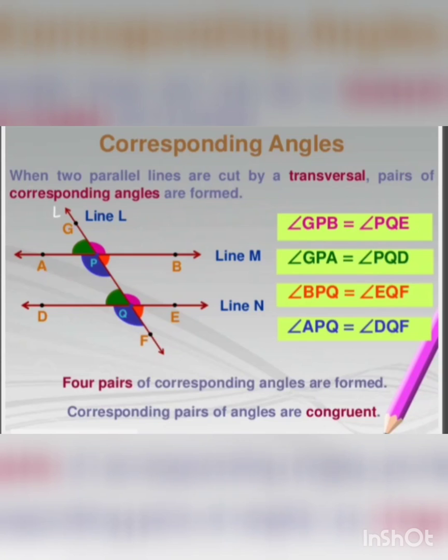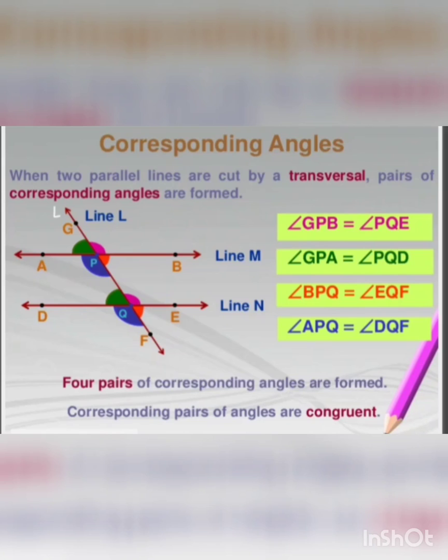Corresponding angles. When two parallel lines are cut by a transversal, pairs of corresponding angles are formed. Children, if you observe here, there are corresponding angles formed. If you observe green and green color angles, those two are corresponding. Blue color here, the angles with the same color are corresponding angles. Like angle GPB is equal to angle PQE. They are corresponding angles. They are equal.